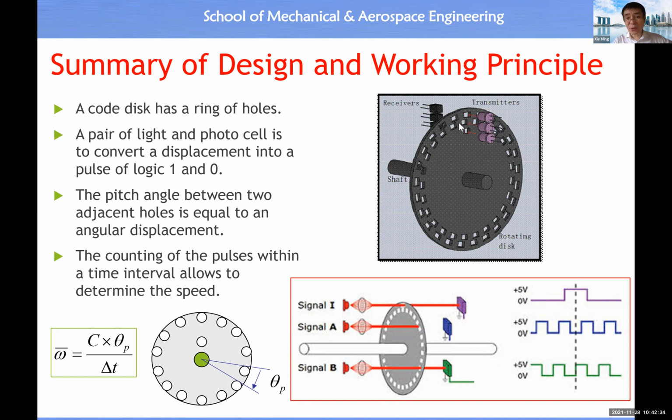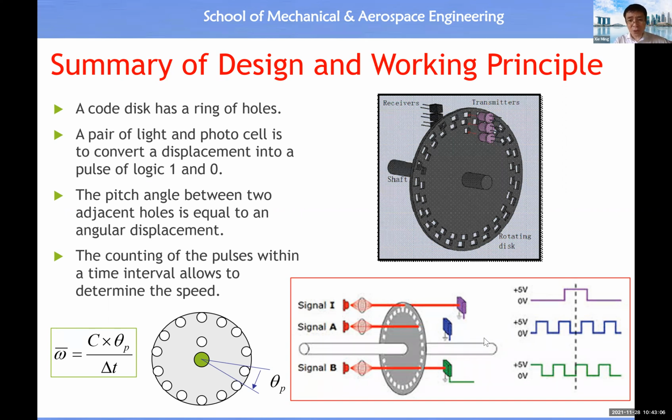And this is why we need to have track A, track B. And then you will see the track A, track B has a phase shift of 90 degrees. Okay, it's 90 electrical degrees. So it's like this. The misalignment is about 1/4 of a period. Because we treat the entire period as 360 degrees, then 1/4 is 90 degrees.